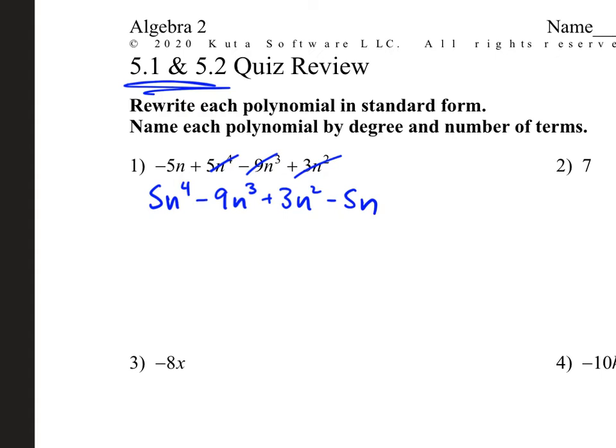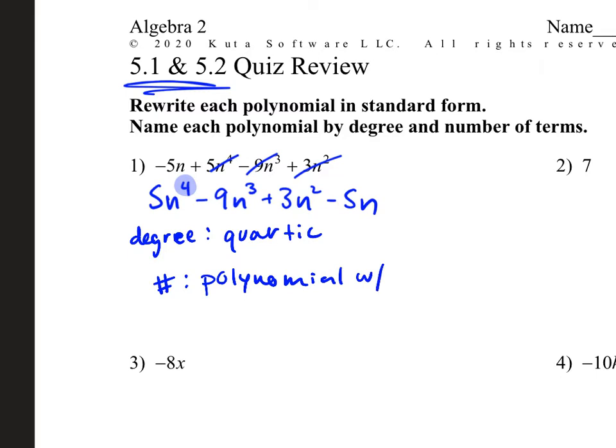If you don't do that, do you get it wrong? Yeah. So we're looking at the highest degree in order to classify it by degree. So our highest degree is 4. What do we call something to the 4th degree? Quartic. Perfect. And then our number of terms, how many terms do we have? 4. So polynomial with 4 terms. Any questions here?